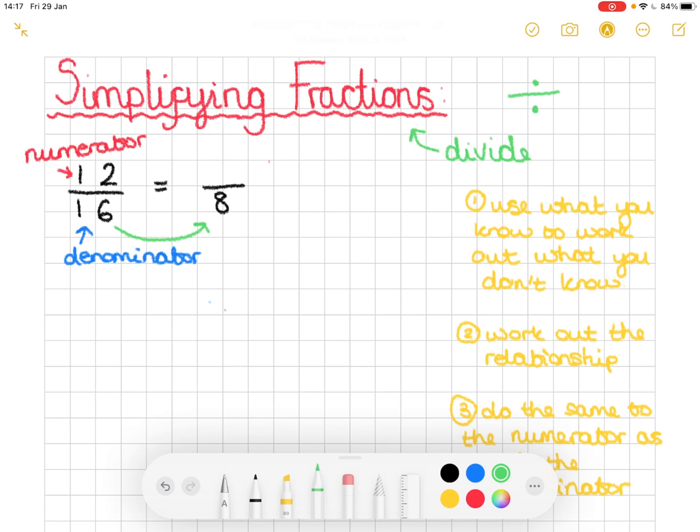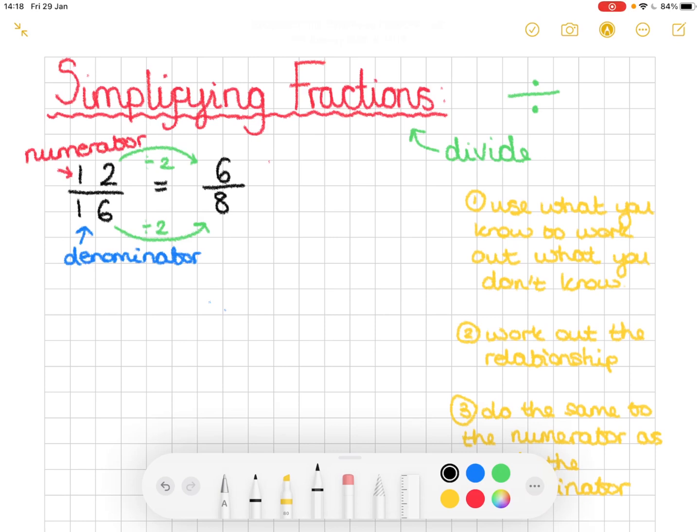So we are going to find out the relationship between 16 and 8. So what needs to happen to 16 to produce the number 8? We know that 8 is half of 16, so 16 has to be divided by 2 to get 8. So now we're going to do the same to the numerator as the denominator. We're going to divide 12 by 2, and half of 12, or 12 divided by 2, is 6. So now we know that our missing value was 6/8.